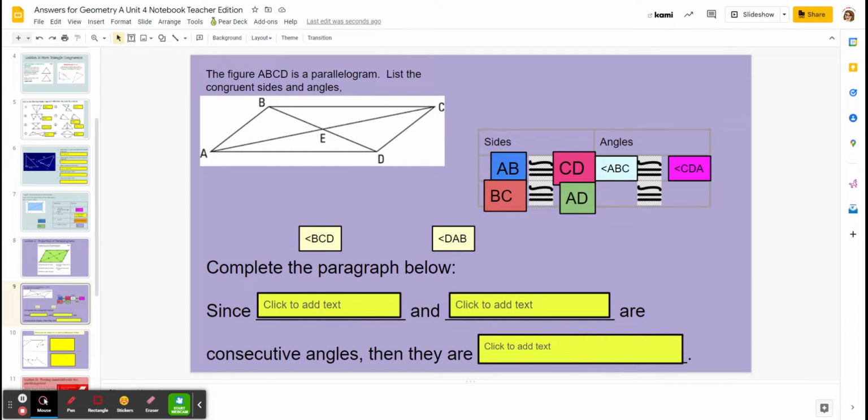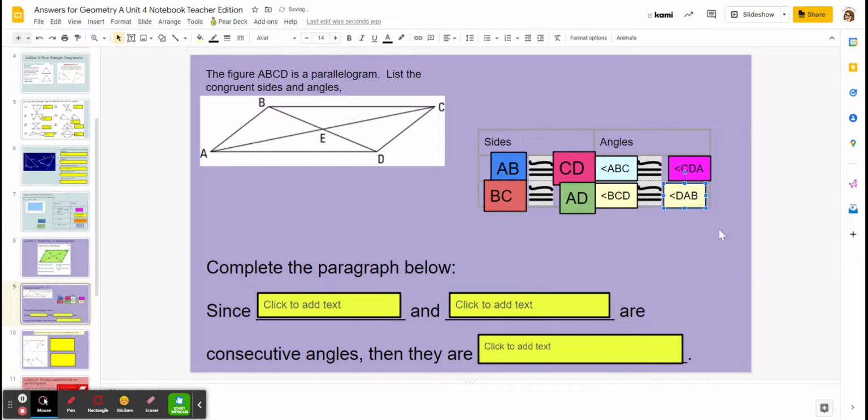And angle BCD is congruent to the one down here at the vertex A, which is DAB. All right, and if we complete this paragraph below here, since blank and blank are consecutive angles, and there are a couple different angles you can put in here, I'm going to start with angle ABC and angle BCD.